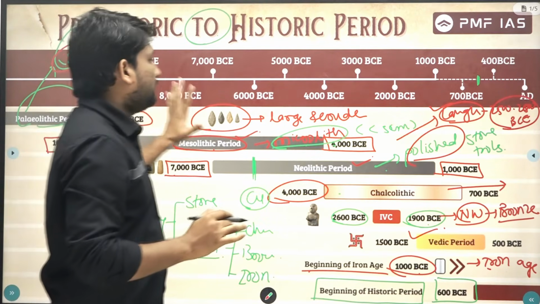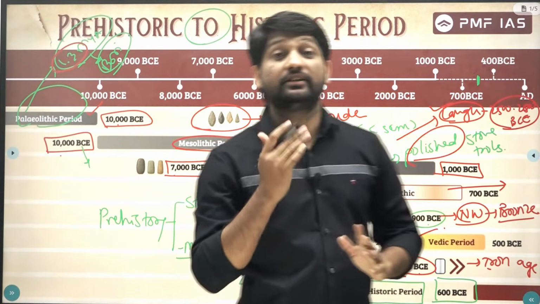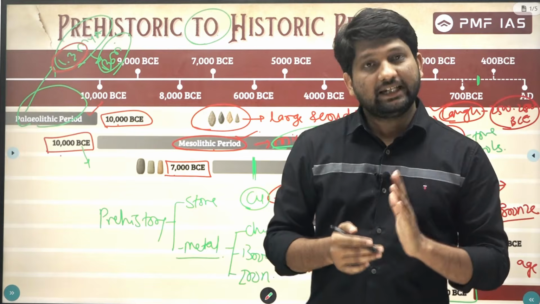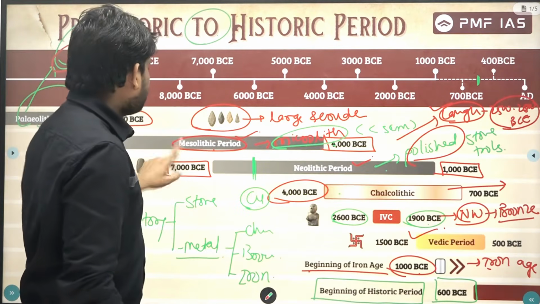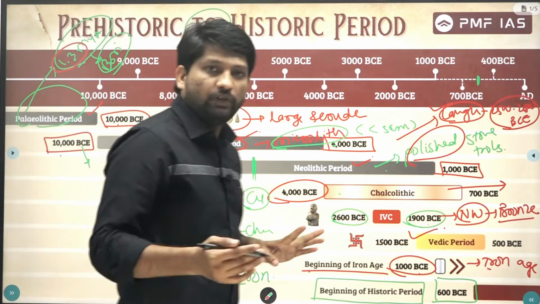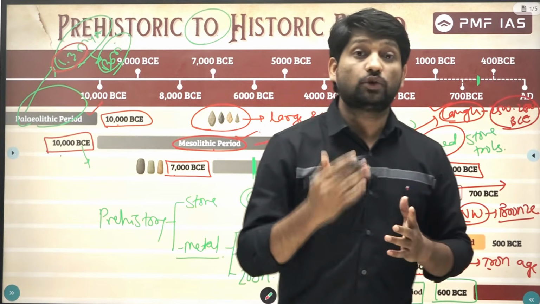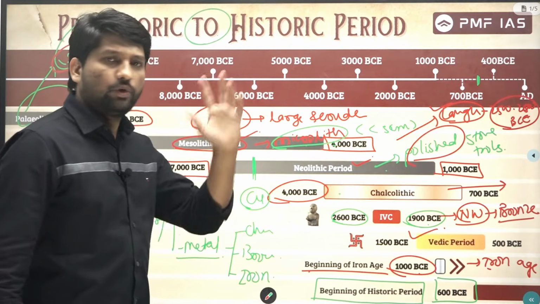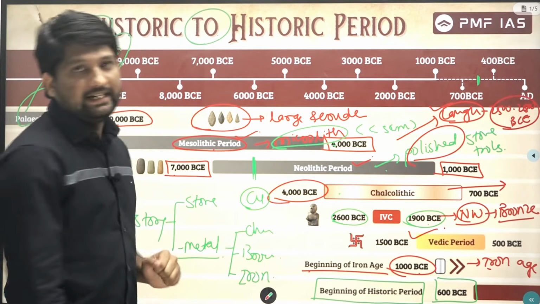So basically, the Paleolithic and Mesolithic people were hunter gatherers, and Neolithic people were the first farmers in India. It starts around 7000 BC. Remember the Chalcolithic phase. During this phase, people were using copper. Copper was the first metal used by humans all over the world, also in India.